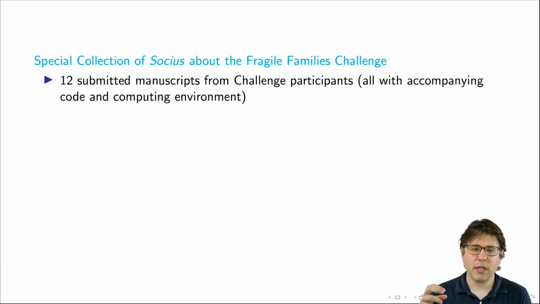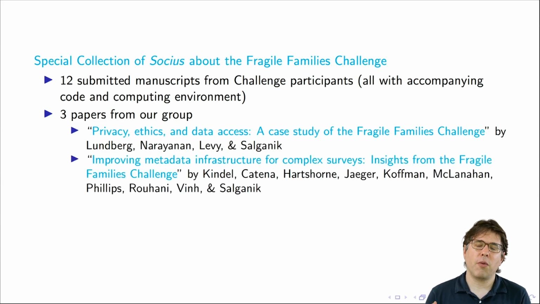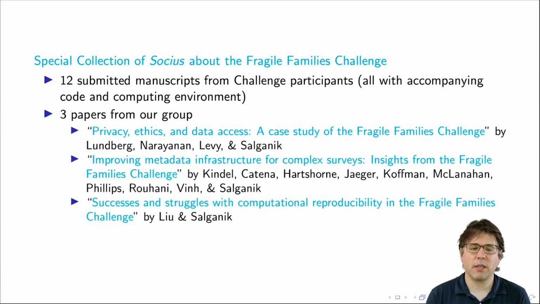Also, there is a special collection of the journal Socius about the Fragile Families Challenge that includes 12 manuscripts submitted by challenge participants, all of which have an accompanying code and computing environment to make the results more computationally reproducible. There are also 3 papers by our group that we hope will make it easier for other people to do similar mass collaborations. One is about the privacy and ethics process that we went through. One is about the ways we've tried to improve the survey metadata to make it more amenable to predictive models. And one is about the successes and struggles that we had with computational reproducibility.